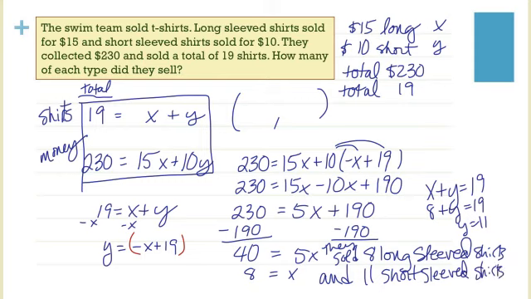shirts. And if I did 15 times 8 that would give me 120, and then 10 times 11 would give me 110. 110 plus 120, that's 230. So there's my verbal version of a check. And verbally checking is fine if you're not asked to show it. If you're asked to show it, you need to show it.